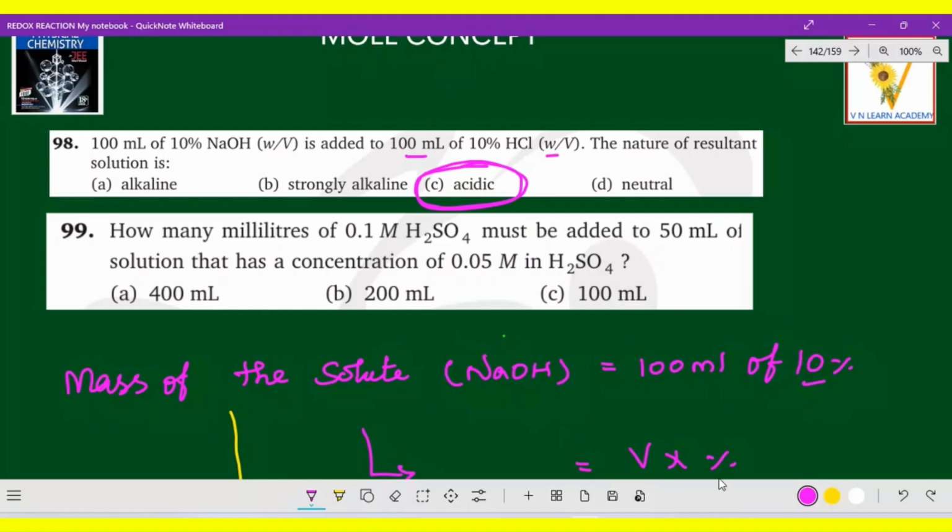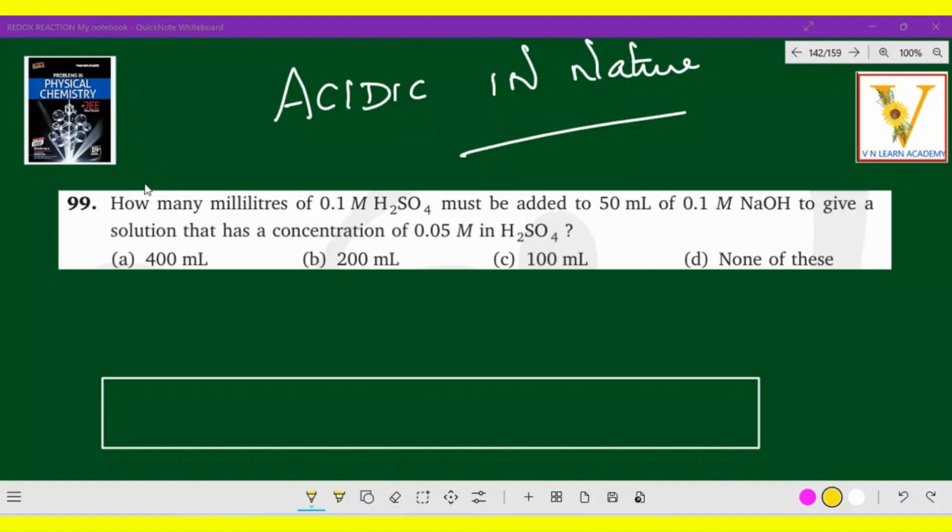Okay, now let us go to the next question. This question I just mentioned here only. Come on, let's go on. Now the next question: how many milliliters of 0.1 M H2SO4 must be added to 50 ml of 0.1 M NaOH to give the solution that has concentration of 0.05 M in H2SO4.